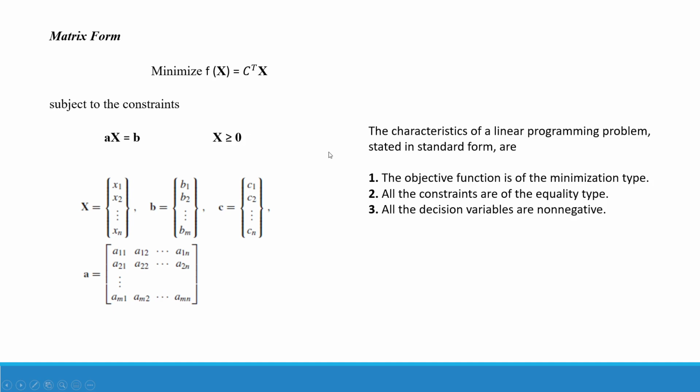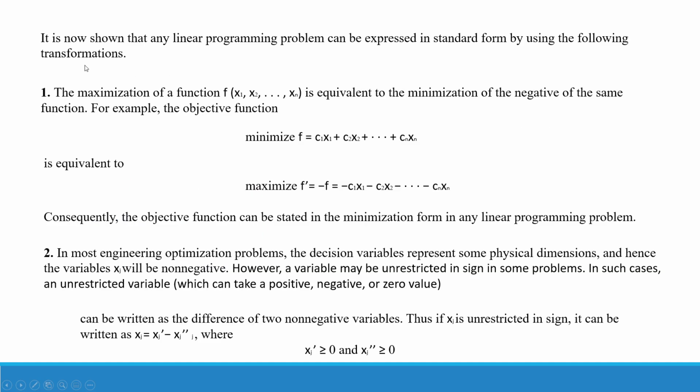One important thing is the characteristics of the linear programming problem. They are: first, the objective function is of minimization type. Second, all the constraints are equality type. Third, all the decision variables are non-negative. I'm going to explain this one.